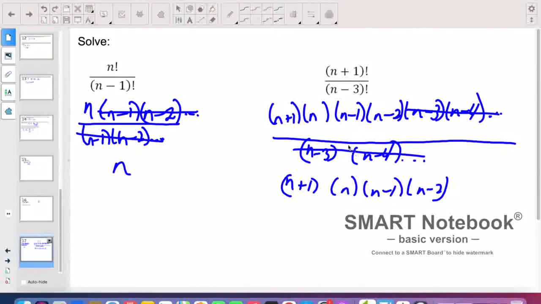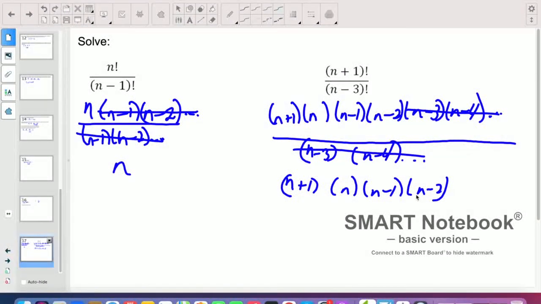So here, if I write this out, n plus 1 times n minus 1 times n minus 2 times n minus 3 times n minus 4, dot, dot, dot. And then the bottom one is n minus 3 times n minus 4, dot, dot, dot. I can cancel out anything n minus 3 or lower, leaving me with what's left on top. So the answer would be n plus 1 times n minus 1 times n minus 2.